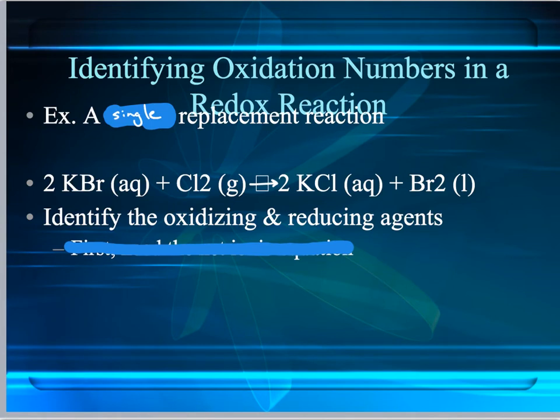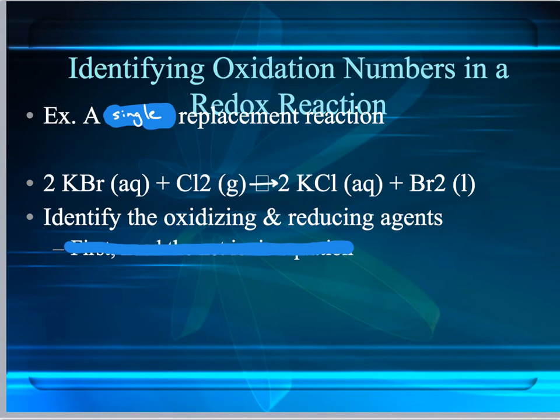Okay, taking a look at a single replacement reaction then. We have 2 potassium bromide plus chlorine gas. This is a single replacement, and actually I wrote this backwards for you, that's okay. The chlorine is going to replace the bromine, and the chlorine is above the bromine on your activity series, so that is going to occur. We get aqueous potassium chloride and liquid bromine.